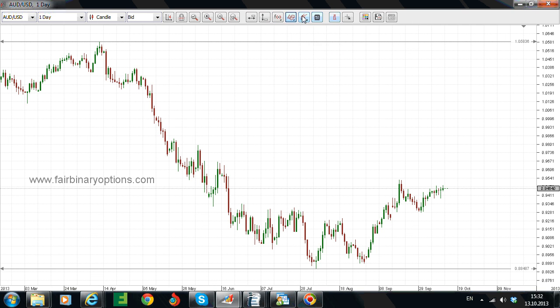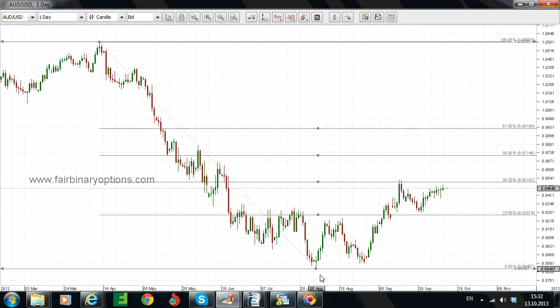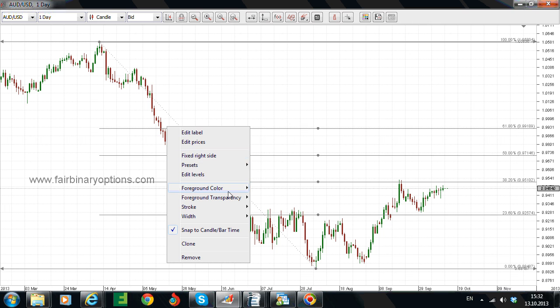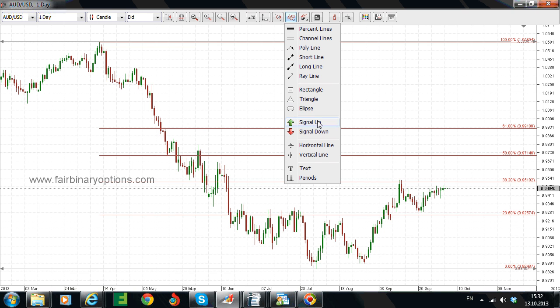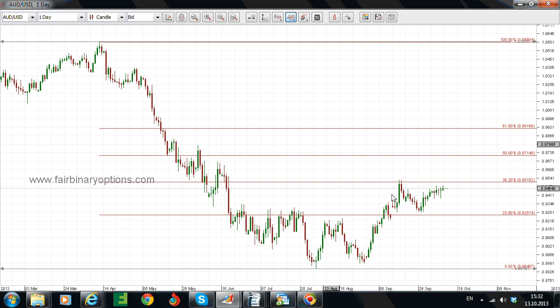Let's just take the Fibonacci retracement here from the highs to the lows. Let's change the color of the fib so that we know that this is the fib we are looking at from the highs. And as you can see, price is rejected from where? Well, it is rejected from the all-important 38.2 area here.